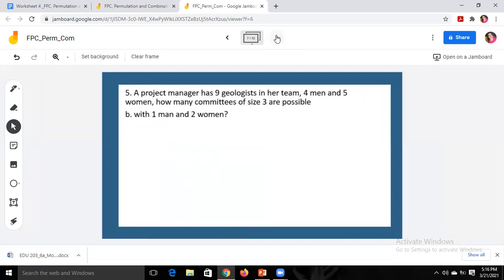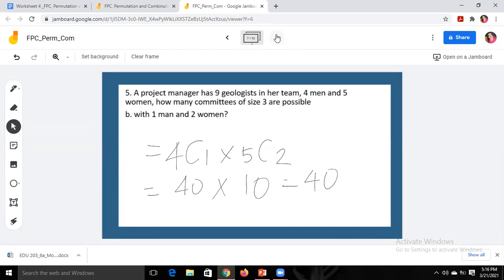Okay, next. Sabi dito, with 1 man and 2 women. Okay, we're selecting 1 man from 4 men and 2 women from the 5. Okay, so what will be our operation in between? Are we going to add or multiply? So by FPC, okay, we multiply. Okay, so you have 40. Yes. Check the values. Okay, so you have 40. Ayan. Okay.